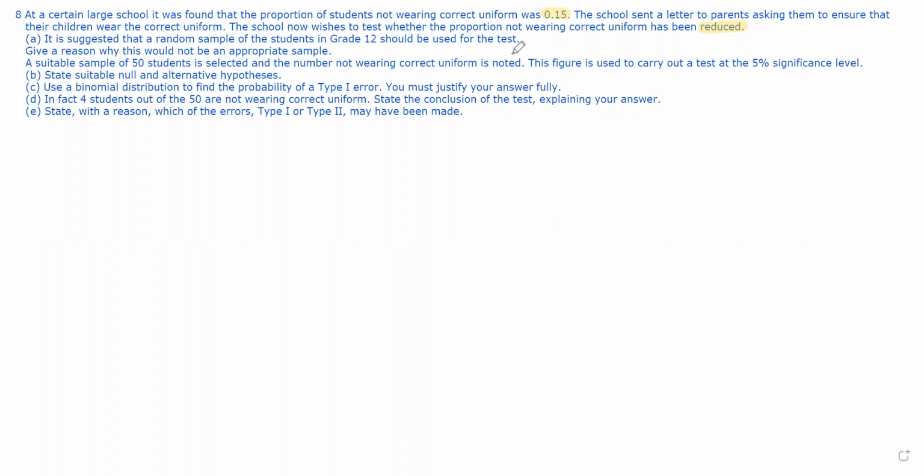for the test. Give a reason why this would not be an appropriate sample. The grade 12 students are the students in one grade. There are more than one grade in a school. If a random sample of students in grade 12 is used, then the sample is not representative of all the students in the school. So for this case here, we can say that the sample is not representative.